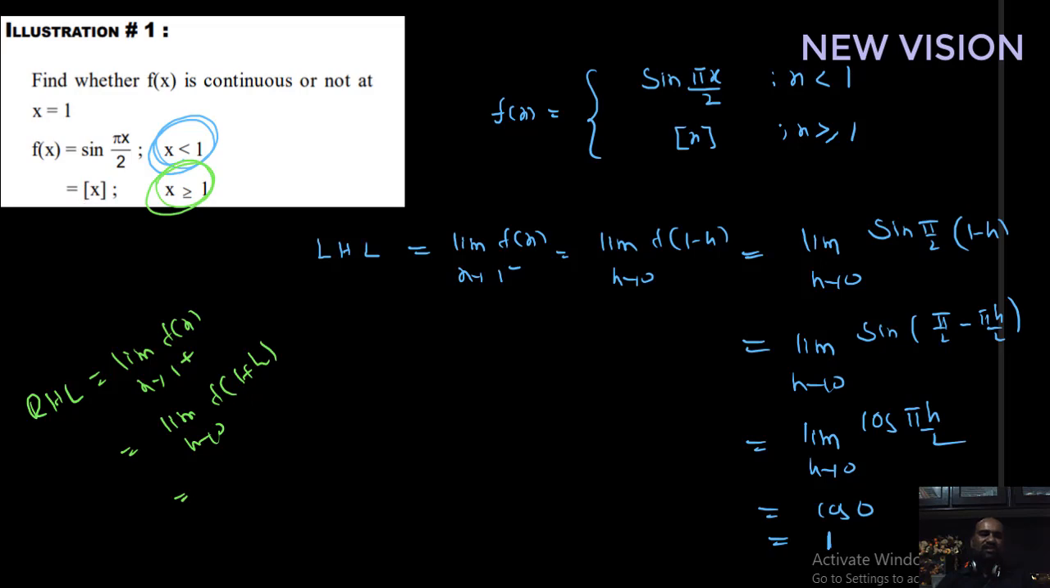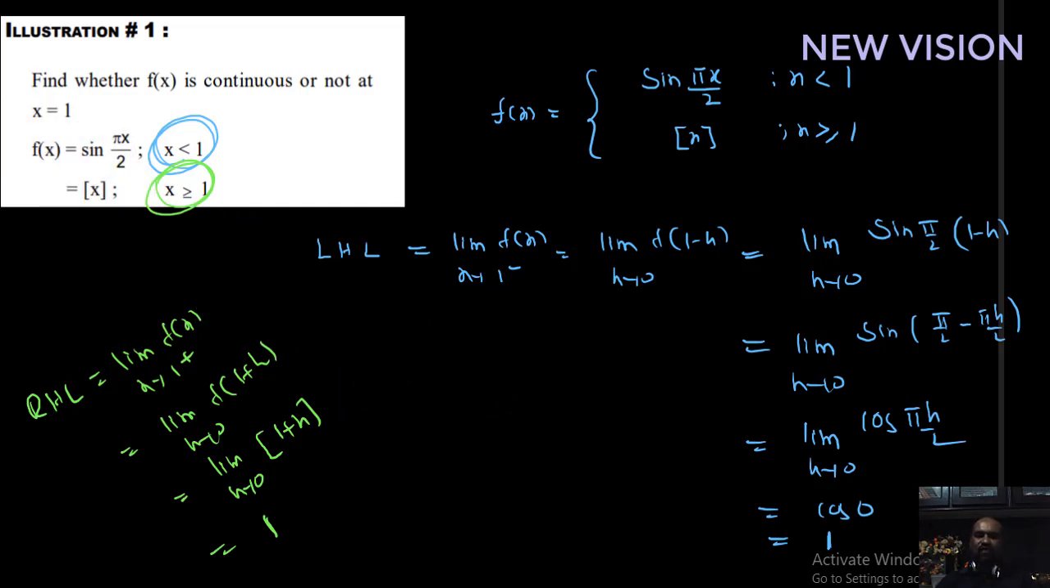So f of x means step x now. So what can I write? Instead of x I can write 1 plus h, step of 1 plus h, limit h is tending to 0. This is just like 1.0002. So step of 1.0002 is 1 only. So I can say that this is equal to 1. Okay, LHL equal to RHL equal to 1.